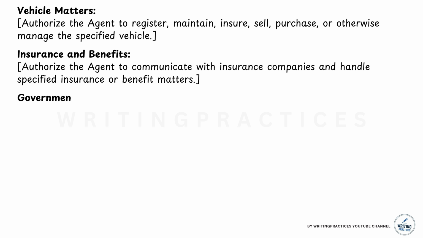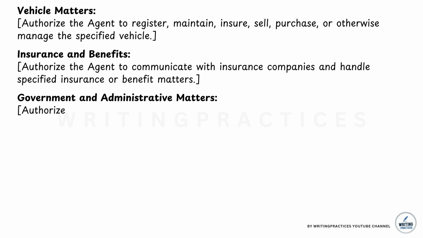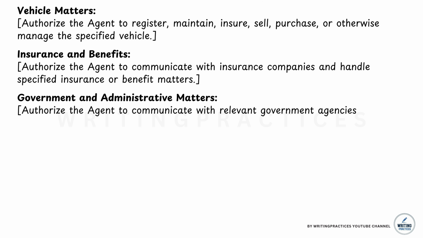Government and administrative matters. The agent is authorized to communicate with relevant government agencies and complete routine administrative matters relating to my residence, vehicle registration, and other affairs specifically identified in this power of attorney.